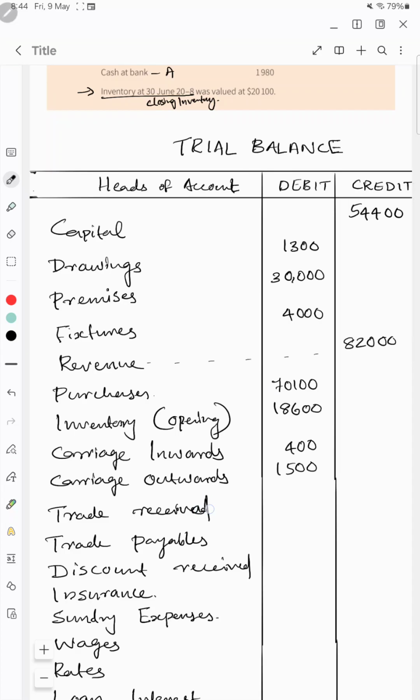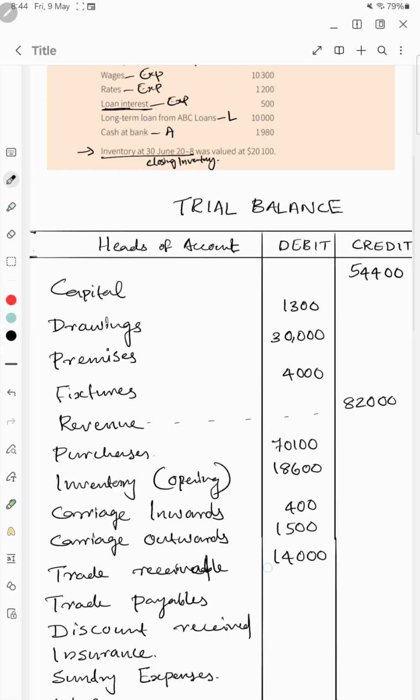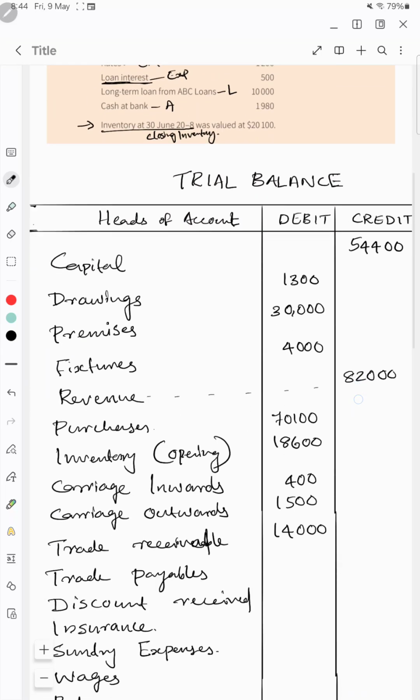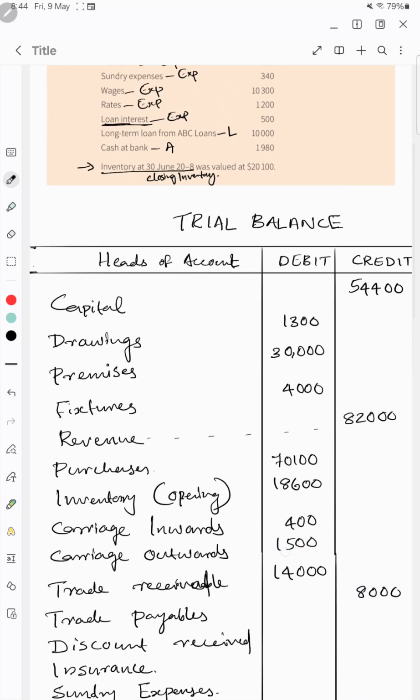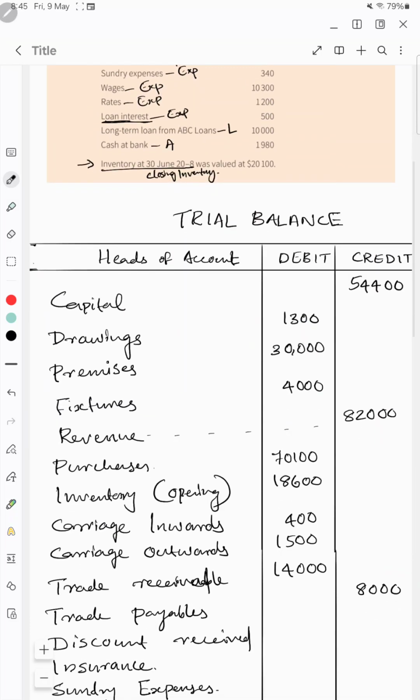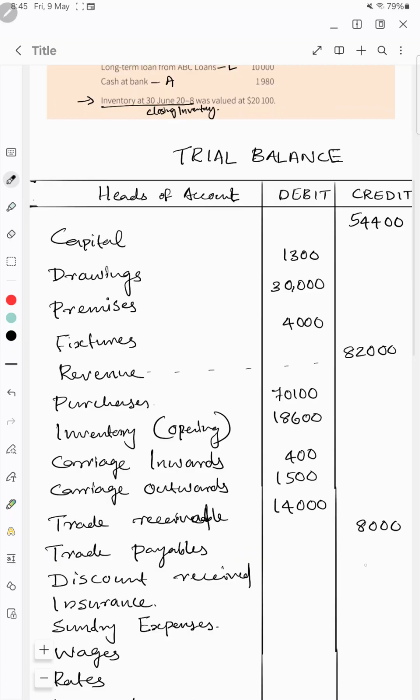Trade receivable 14,000, it's a debit balance asset account. Trade payable 8,000, it's a liability account. Discount received 210. Discount received is a revenue, 210.